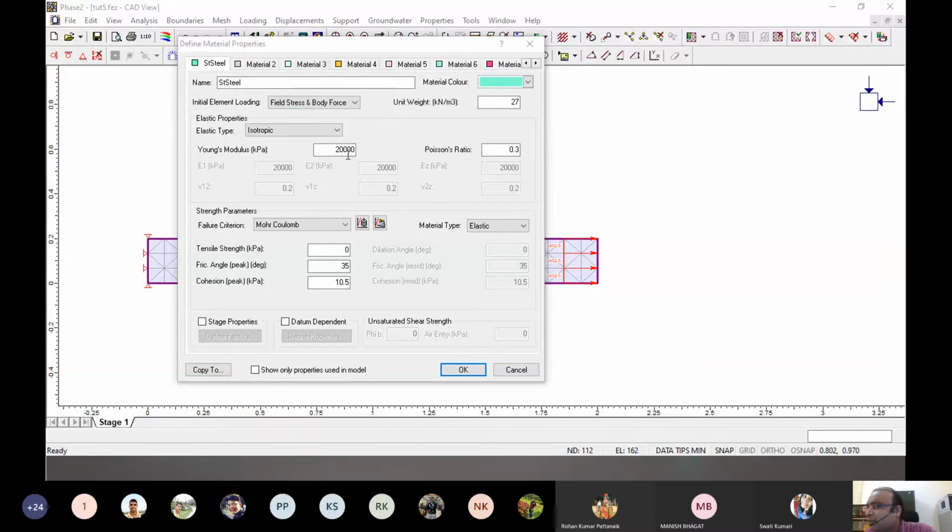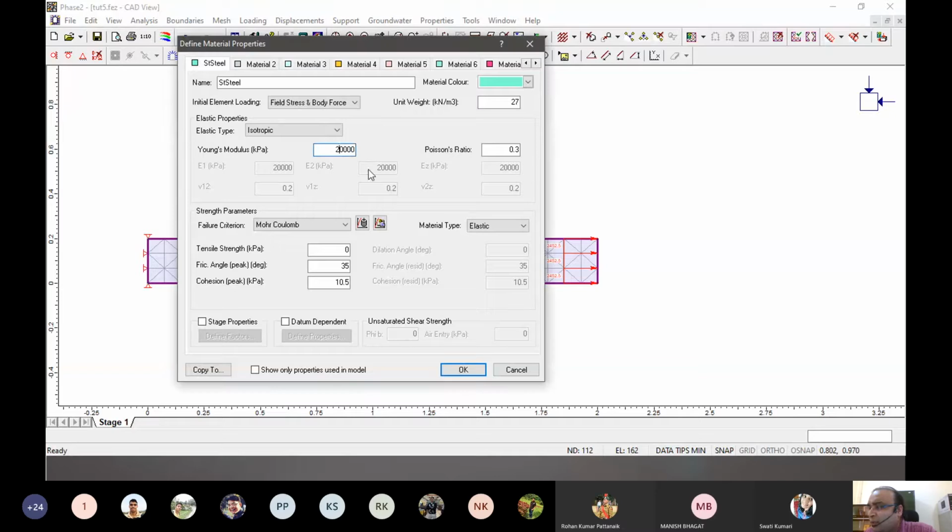So 200 gigapascal means 200 followed by 1, 2, 3, 4, 5, 6, right? So 200 kilopascals to megapascal to gigapascal. Okay. So 1, 2, 3, 4, 5, 6, 7, 8. That will be the number of zeros. Do be careful of that, because here it is asked in kilopascal, so take care of that. You can change it in the settings if that would have been much easier.